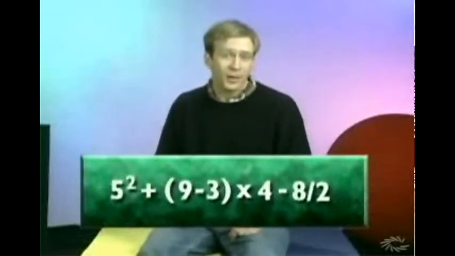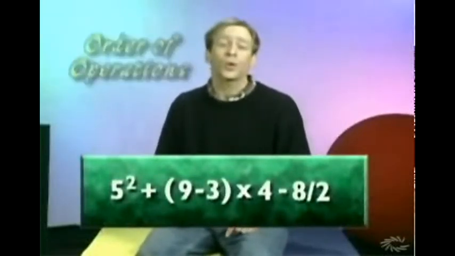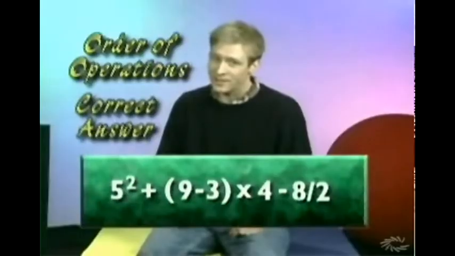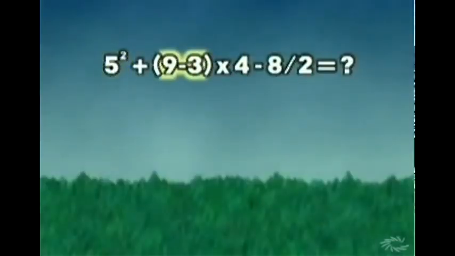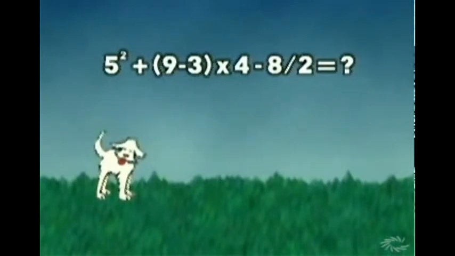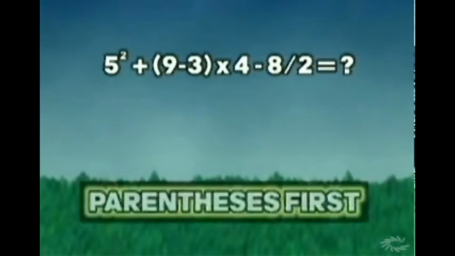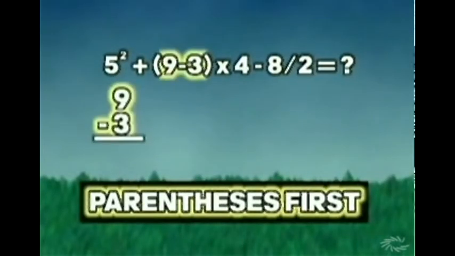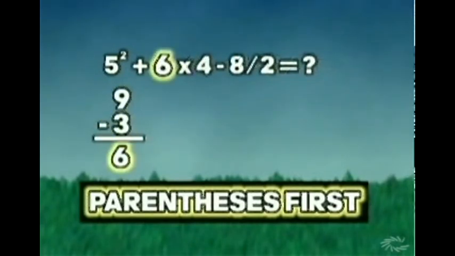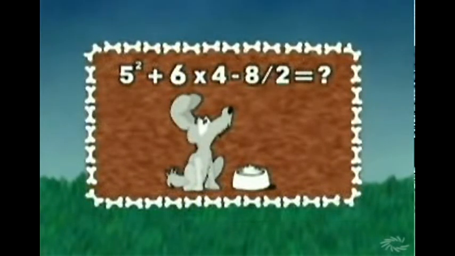Sinking in, isn't it? Here's an example of a math problem that you must figure out using the order of operations to get the right answer. 5 squared plus (9 minus 3) times 4 minus 8 divided by 2. Now let's solve this puppy. Moving from left to right, we have to do any operations in parentheses first. 9 minus 3 is in parentheses, and it has a value of 6. So we substitute the 6 for the 9 minus 3. So the problem now looks like this.